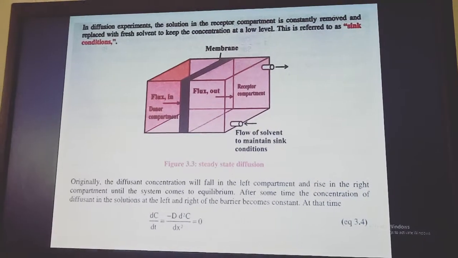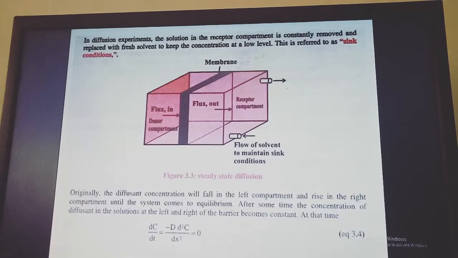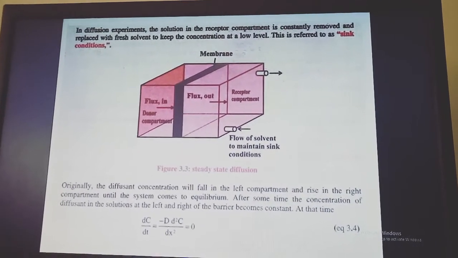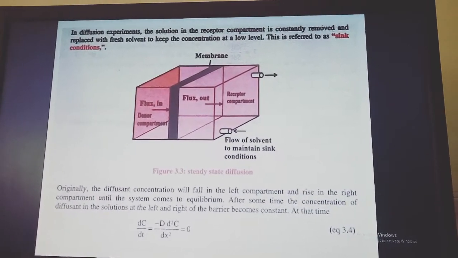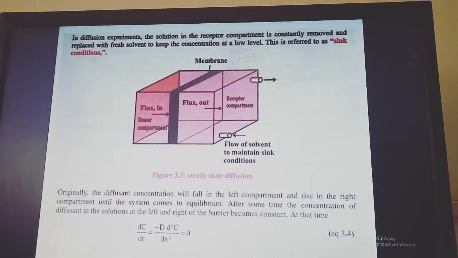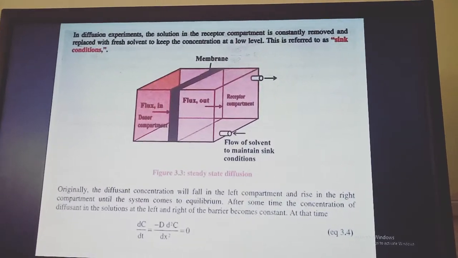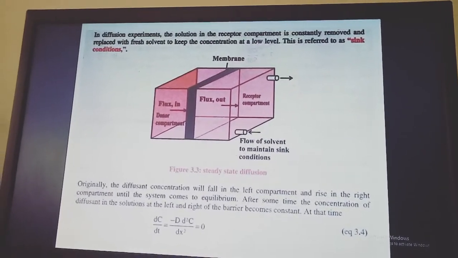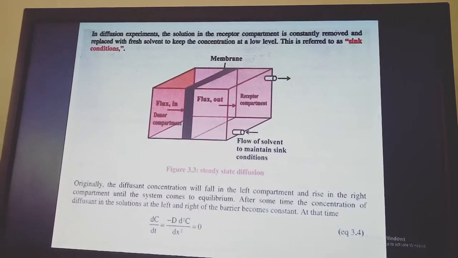Now, this is the diagram which shows the steady state diffusion. In a diffusion experiment, the solution in the receptor compartment, you can see the receptor compartment in this diagram, is constantly removed and replaced with fresh solvent to keep the concentration at a low level. Now this condition is called sink condition. You can see it in the diagram.